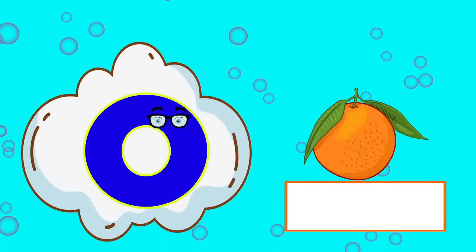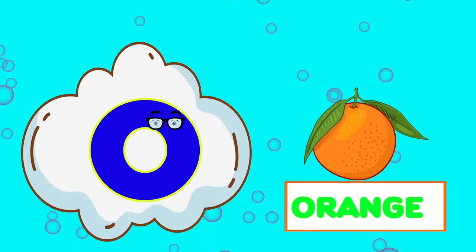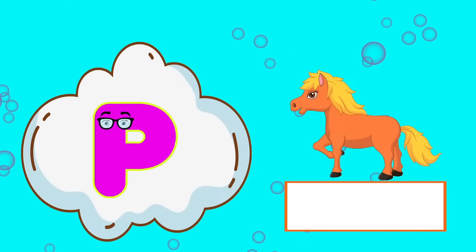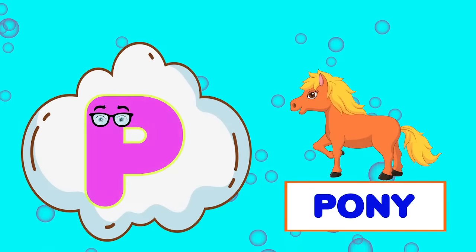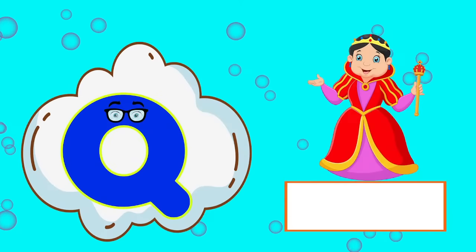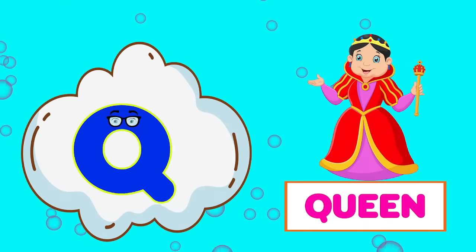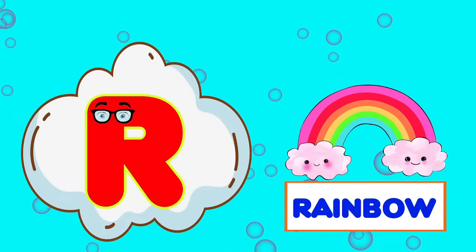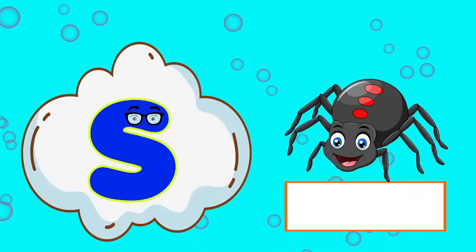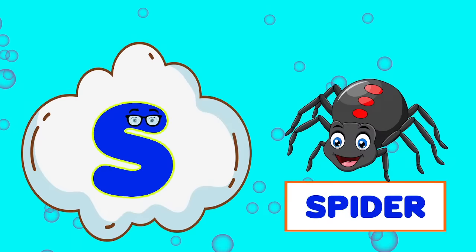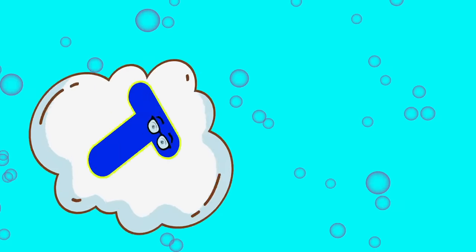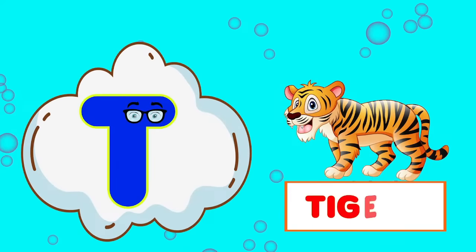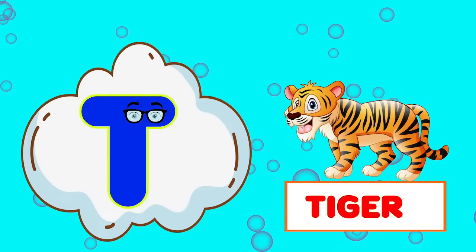O is for orange. O, O, orange. P is for pony. P, P, pony. Q is for queen. Qu, qu, queen. R is for rainbow. R, R, rainbow. S is for spider. S, S, spider. T is for tiger. T, T, tiger.